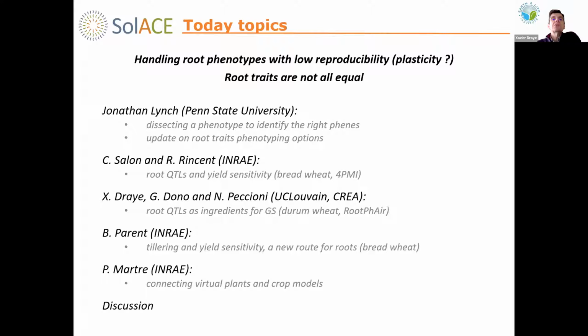Salon and Renaud Rinson about their approach to try to link field and platform using QTLs and QTL colocalization. That was an example in bread wheat with the 4PMI platform. Another one by myself, Gabriela Dono and Nicolas Peccioni on durum wheat, using root QTLs as ingredients for genomic selection.